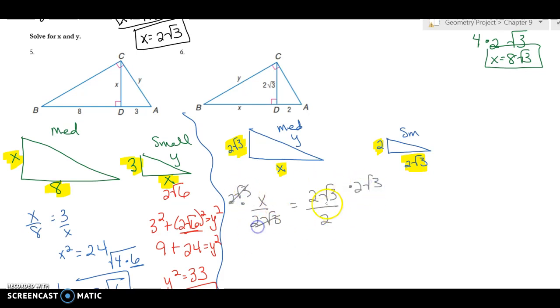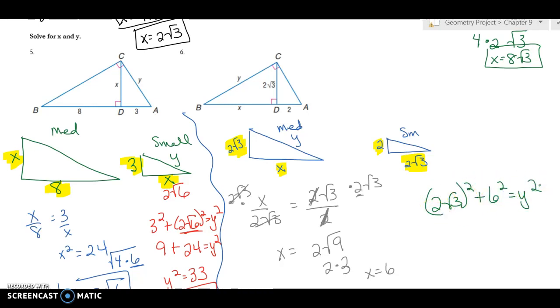Which is going to look funny, but here, let's do it this way. This 2 is going to cross off with this 2. And so I have a 2 on the outside. And then the square root of 3 times square root of 3 is square root of 9, which is 3. Ooh, look at that 3. So I get 2 times 3, which is 6. Now, similar to what I did over there, if you notice, I already have Pythagorean theorem. So I'm going to do 2 square root of 3 squared plus 6 squared equals y squared. And I'm going to solve from there. And there it is, solved.